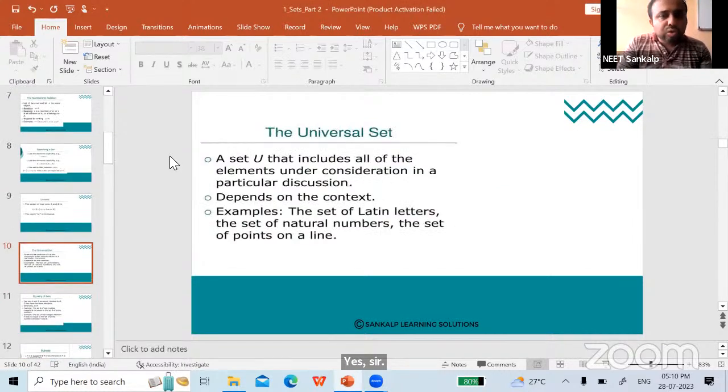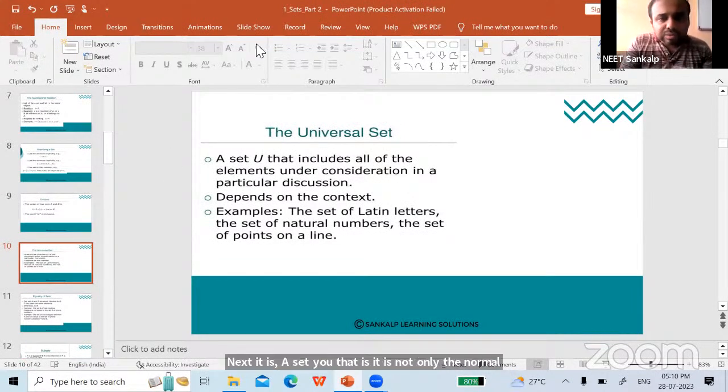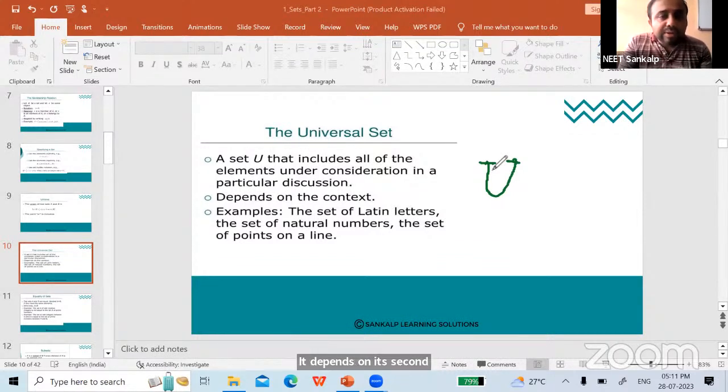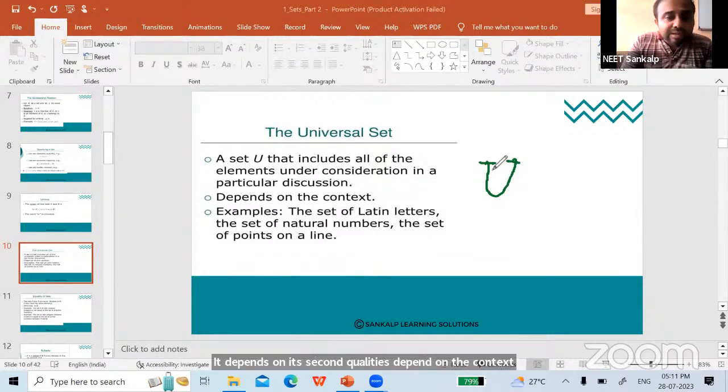Next it is the universal set. A set U, it is not the normal U, it should be capital U. Capital U in the sense what? It will be represented in general, while writing, like this. The universal set includes all the elements under consideration in a particular discussion. The second point is that it depends on the context. Example, the Latin letters, the set of natural numbers, the set of all the points on a line.